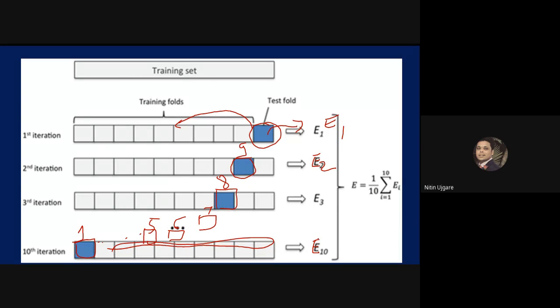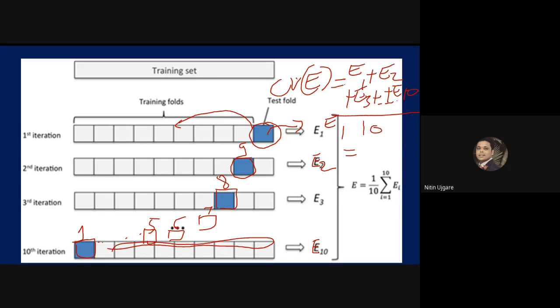Then we take the average error of all these iterations. That means the final cross validation error E is calculated as E1 plus E2 plus E3 plus E4, E5, and so on up to E10, divided by how many errors we have calculated. We have calculated 10 errors, so divided by 10, that will give you the final cross validation error. Do you understand? Yes, sir. Okay, great.